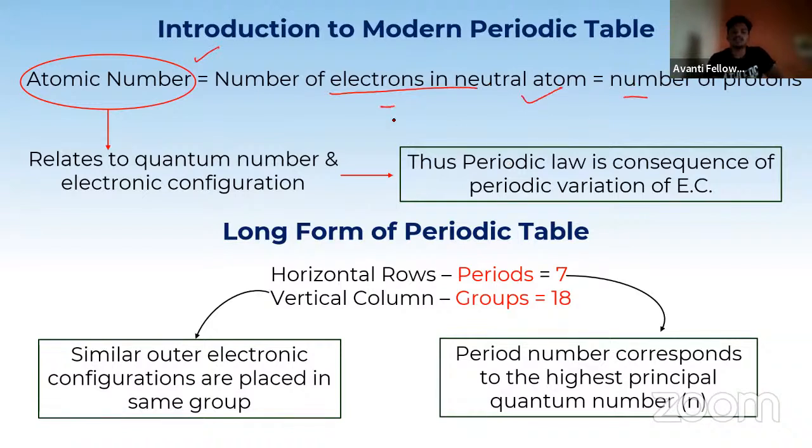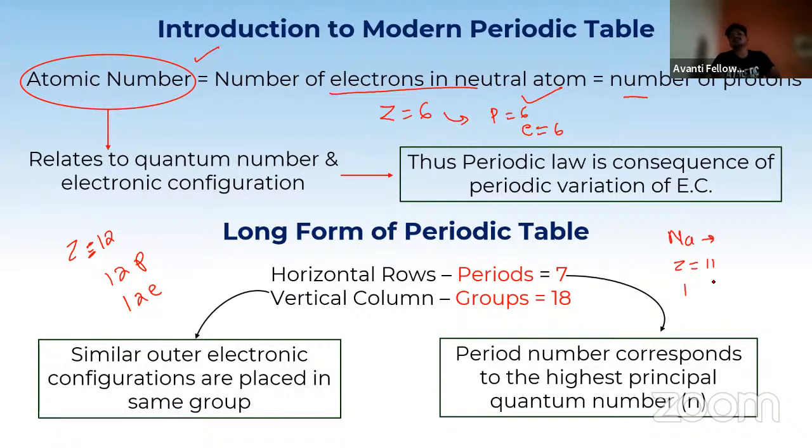Let's suppose the atomic number is 6. How many protons will be there? The number of protons will be 6, and the number of electrons is also 6. If the atomic number is 12, how many protons will be there? 12 protons. How many electrons? 12 electrons. If I give you Na, its atomic number is 11, so the number of protons will be 11.